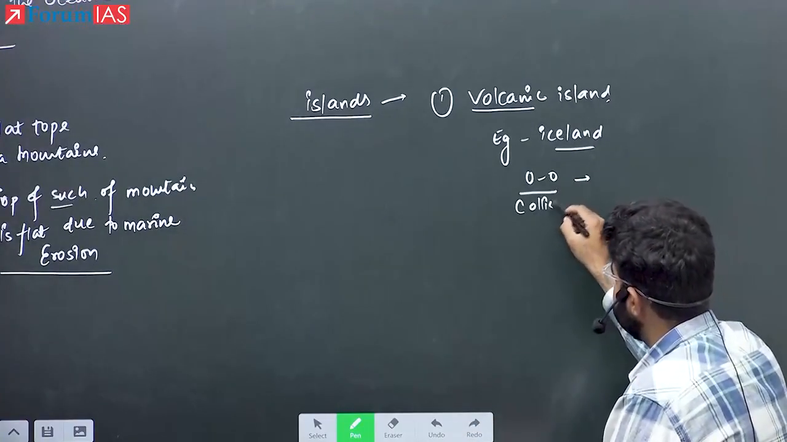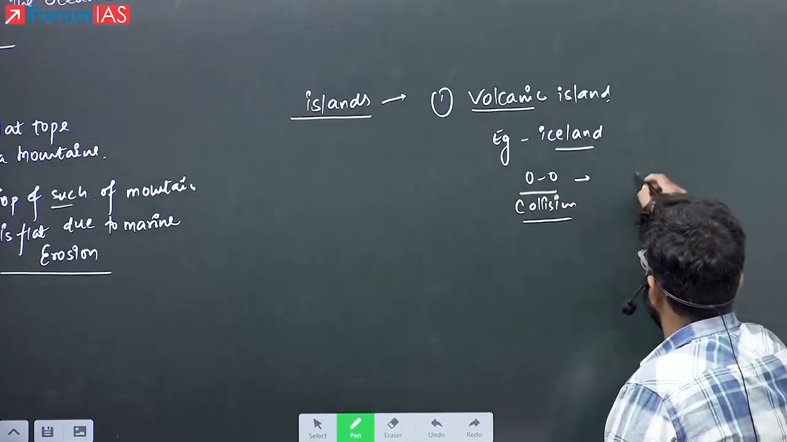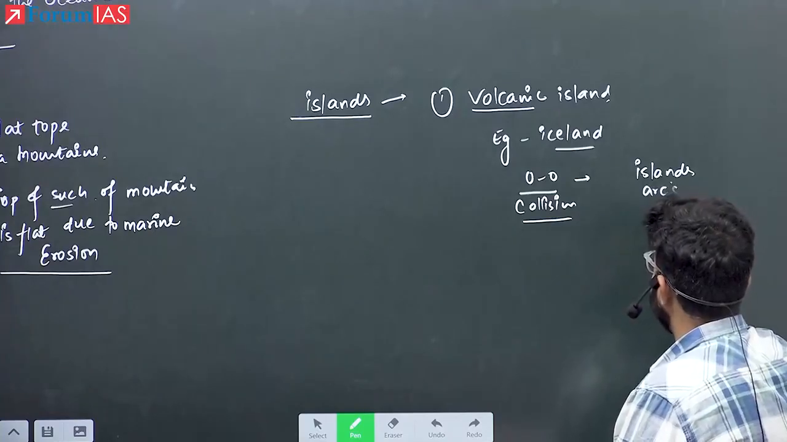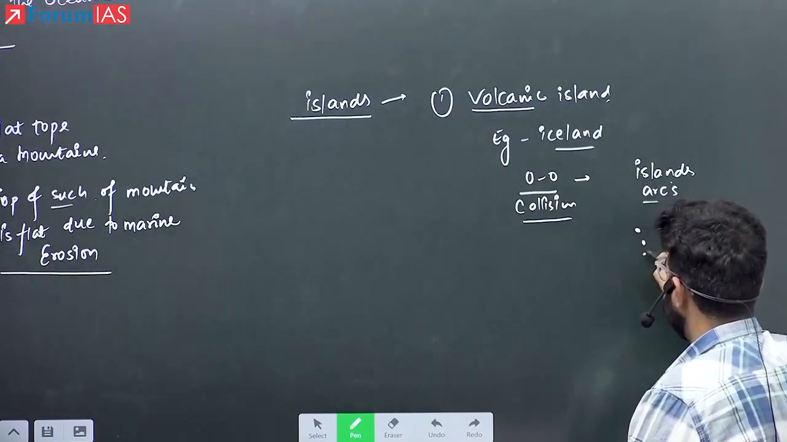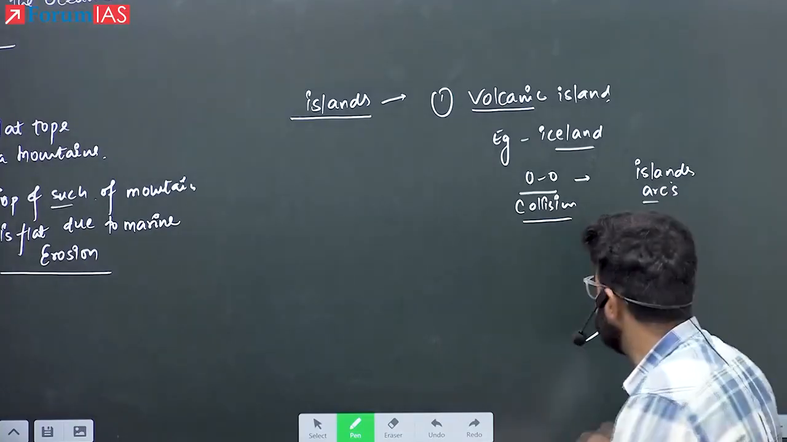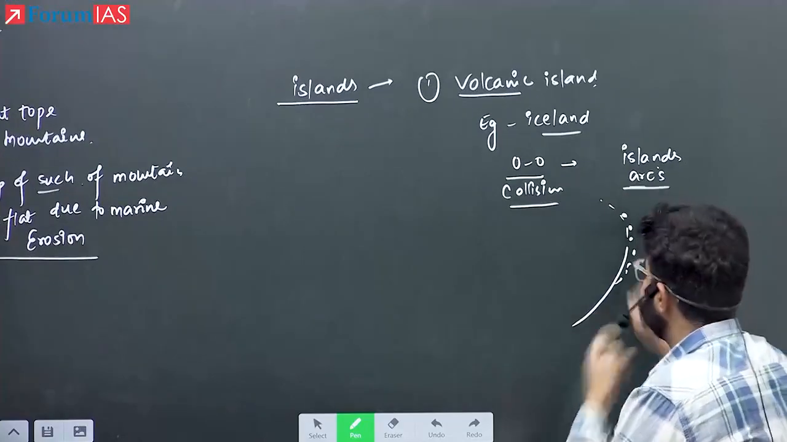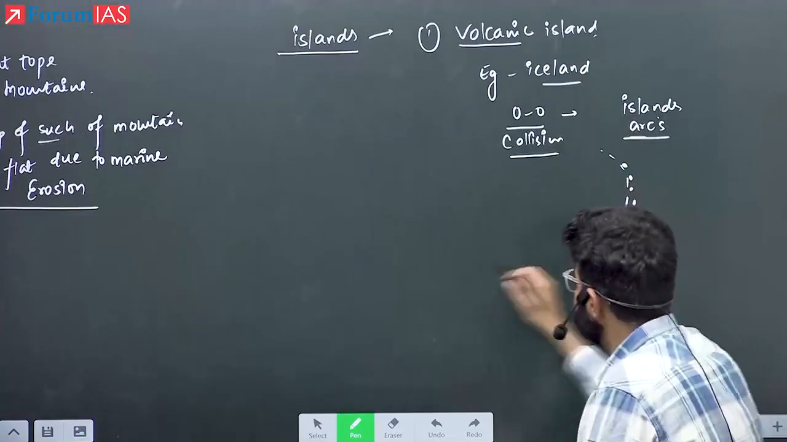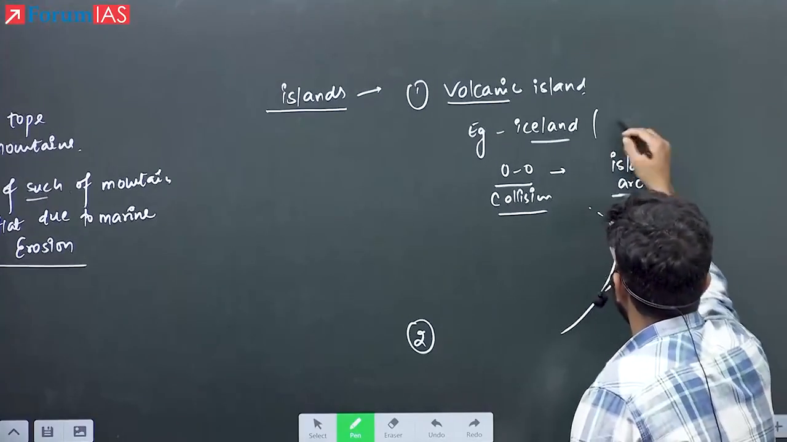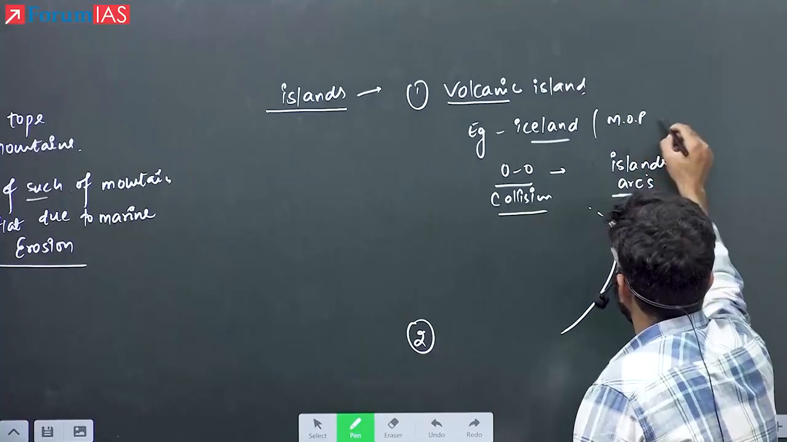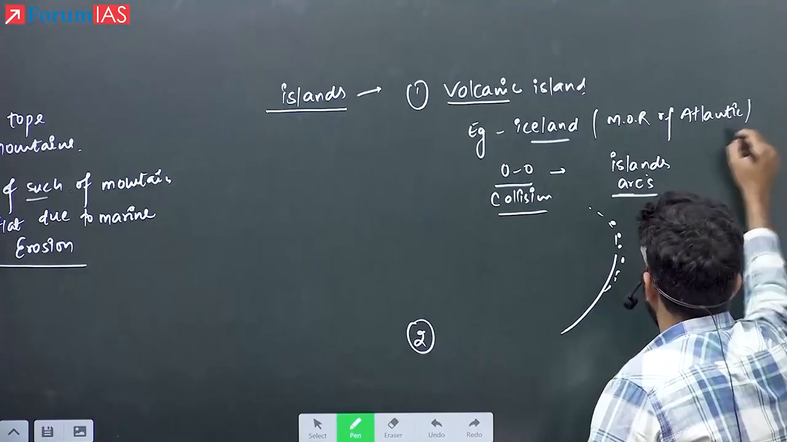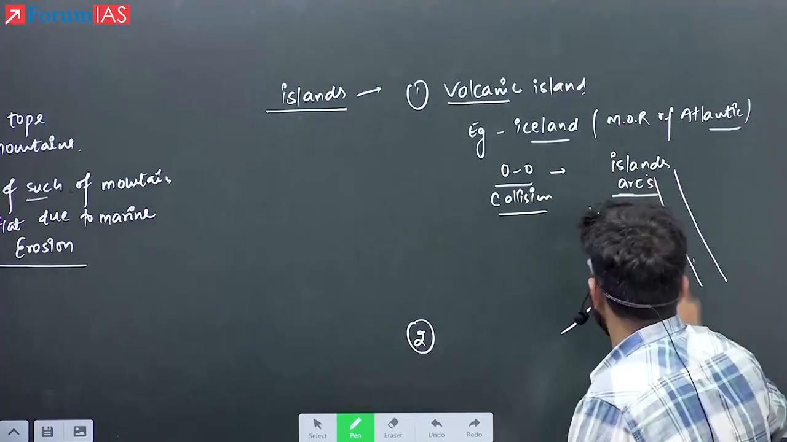Just go and please revise this topic. Island arcs are created. What is the meaning of island arc? Island arc means this is one island, second, third, fourth, and they make a kind of arc shape, right? Archipelago or the island arcs. Volcanic island. Okay. Second, Iceland is created over the MOR of Atlantic.